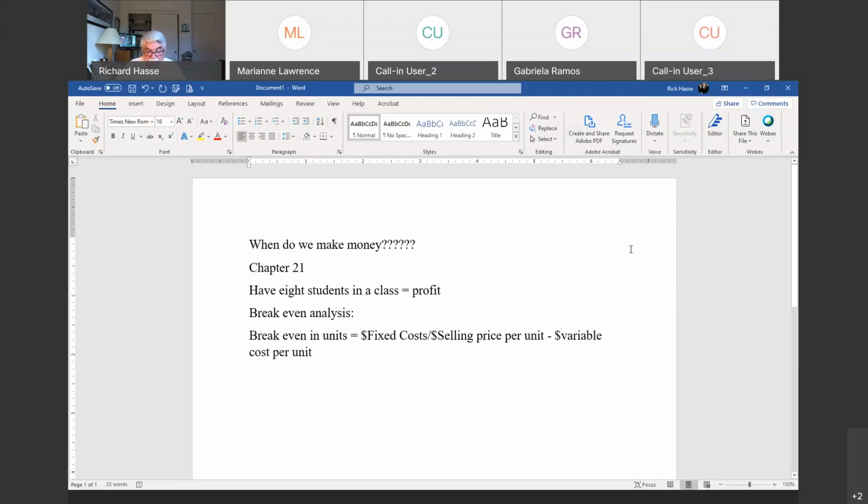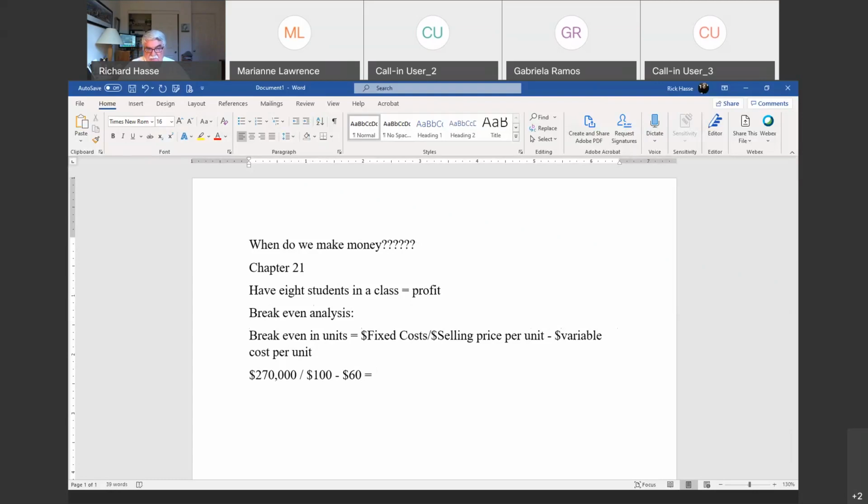For example, if my fixed costs were $270,000, my selling price was $100, and my variable costs were $60. See, this is why Chapter 18 is important to understand. What is the fixed cost again? What is the variable cost again? Oh, okay, I got it. Well, if I do the arithmetic, $270,000 fixed cost divided by 40 bucks.